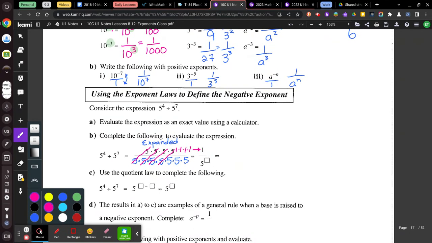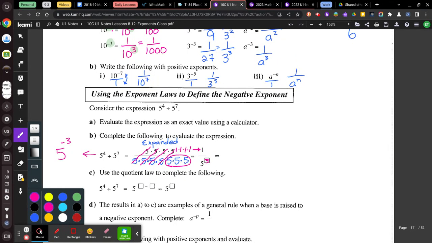So the next thing we have left over is we've got 3 5s on the bottom. So that means we're going to have 5 to the positive 3. It's positive 3 because it's on the bottom of a fraction. If it was negative, I could write it as a negative. It would be like this. The answer to this would be 5 exponent negative 3.